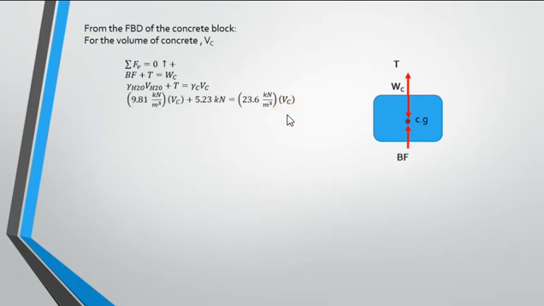So let's now substitute all the given. The specific weight of water is 9.81. Since the concrete block is completely immersed in the fluid, the volume of the fluid is just equal to the volume of the concrete, plus the tension, which is 5.23 kilonewtons, equals the specific weight of the concrete, which is given as 23.6 kilonewtons per cubic meter, times the volume of the concrete. Then we solve for the volume of concrete, so the answer will be 0.33 cubic meters.